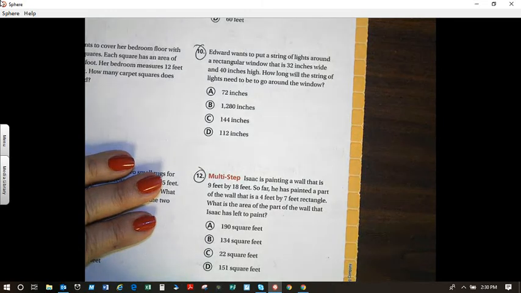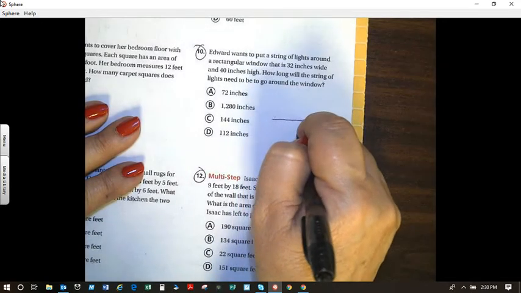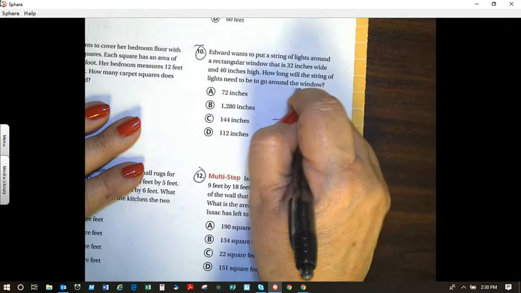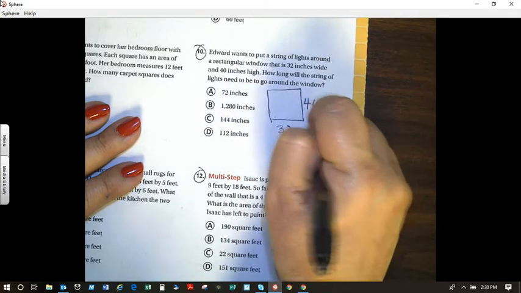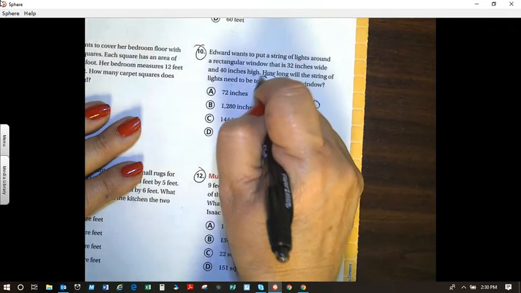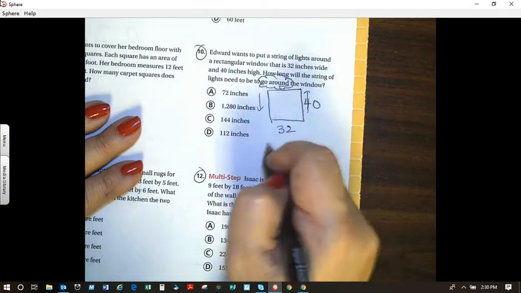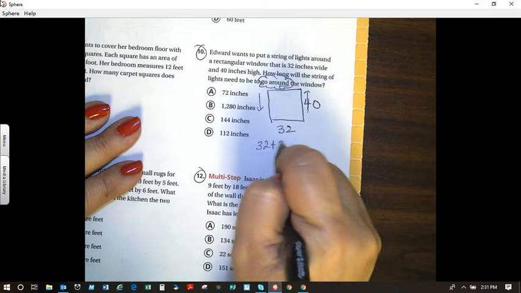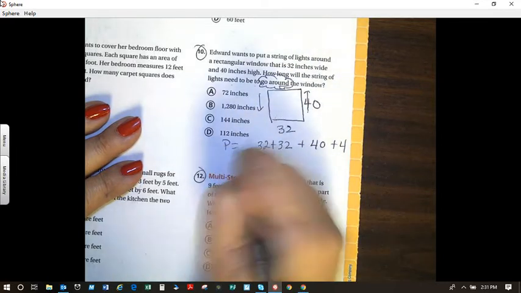Look at number 10. Edward wants to put a string of lights around a rectangular window that is 32 inches wide and 40 inches high. So I'm looking at about 32 inches wide and 40 inches high. Looks like our windows that we're putting lights around, right? So I'm going to put 32, I'm going to put 40. How long will the string of lights need to be to go around? Oops, that go around. That means a perimeter. So now what do I need to do? 32 plus 32 plus 40 plus 40.